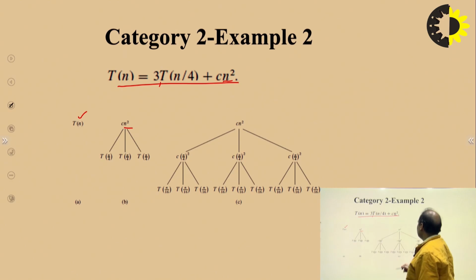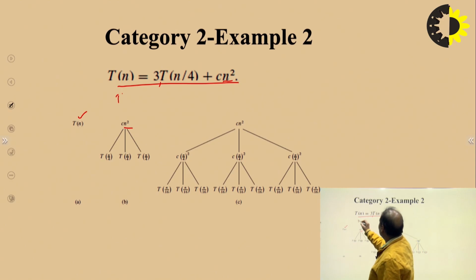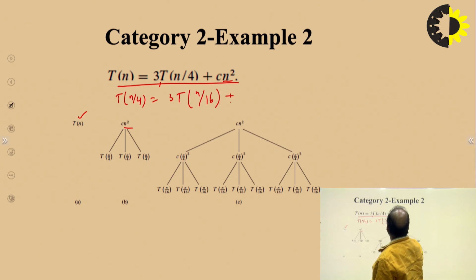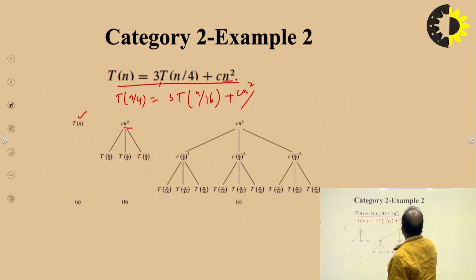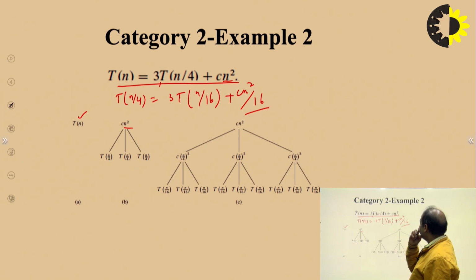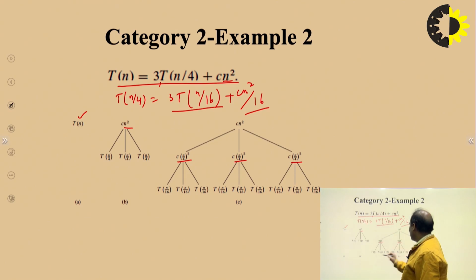Similarly, if you expand T(n/4) again, this is T(n/16) plus c(n/4)², n is replaced by n/4. So this is actually this value. Now cn²/16, cn²/16, cn²/16, this is categorized into 3.